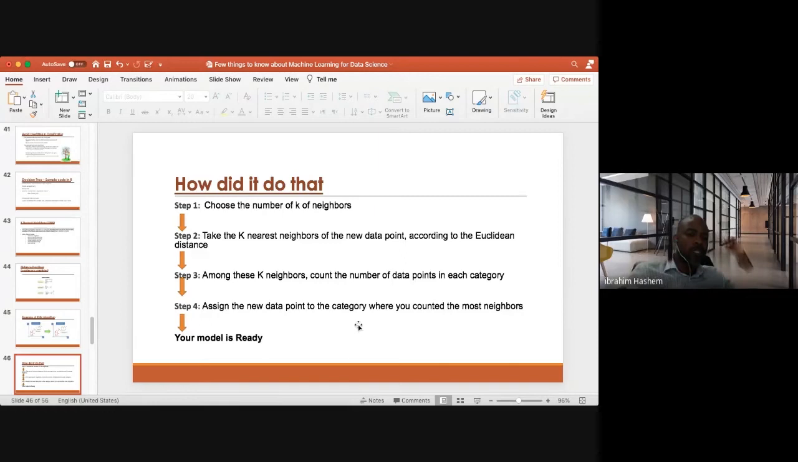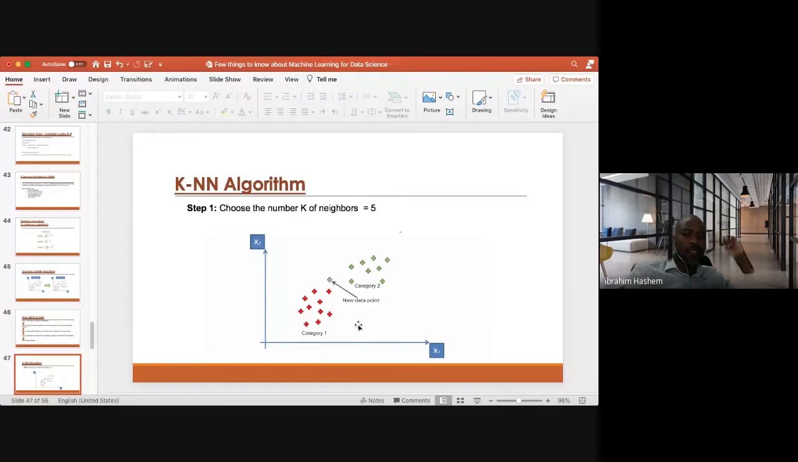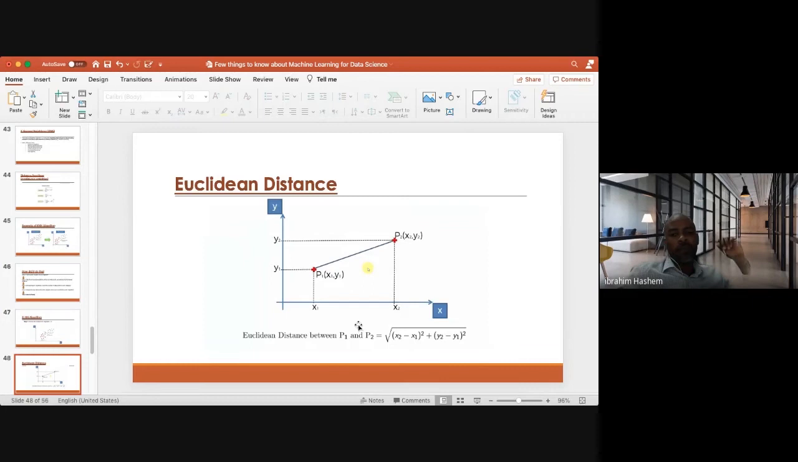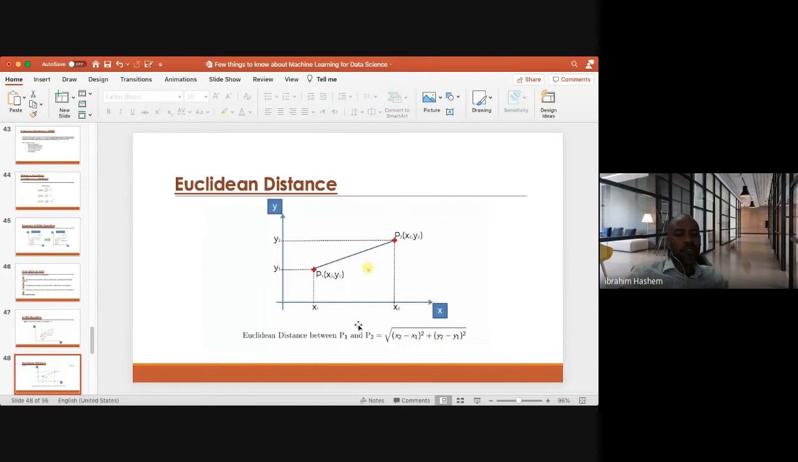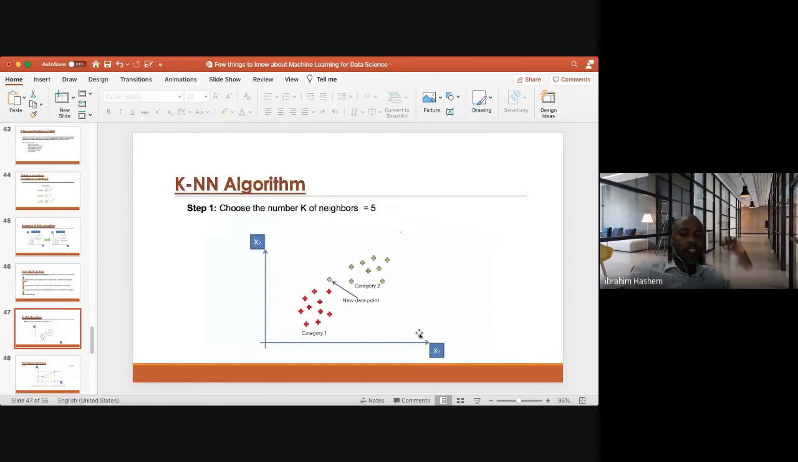So let's look at this data point. The first thing we need to check is how many K we want. Let's say we choose 5 neighbors. So we draw the circle, or we calculate the distance to see from the green and from the red how many are close to the new data point. The way to calculate, we use Euclidean distance. The Euclidean distance is the function of looking at the differences between two points, between x's and y's. So x2 minus x1 squared plus y2 minus y1 squared for each data point.